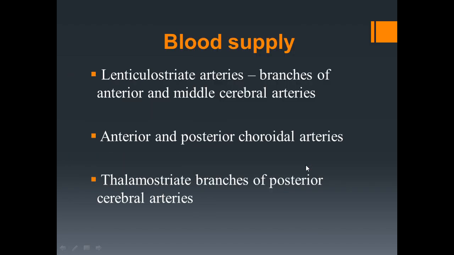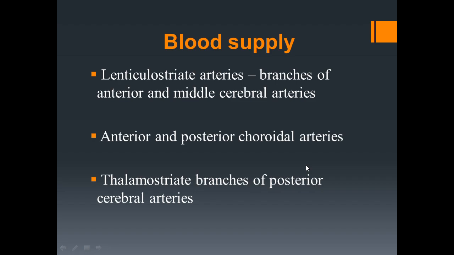Now what is the blood supply of the basal ganglia? It is supplied by the lenticulostriate arteries, which are the branches of anterior and middle cerebral arteries. It is also supplied by anterior and posterior choroidal arteries. And the third is the thalamostriate branches of posterior cerebral arteries.